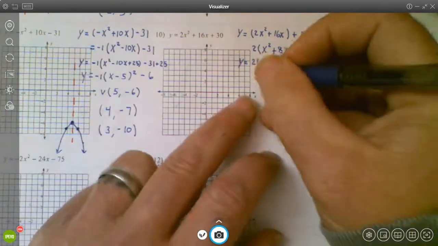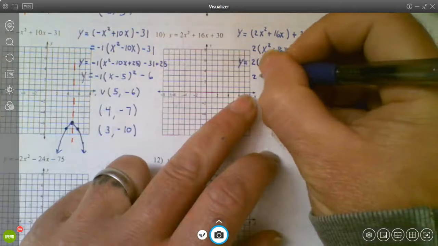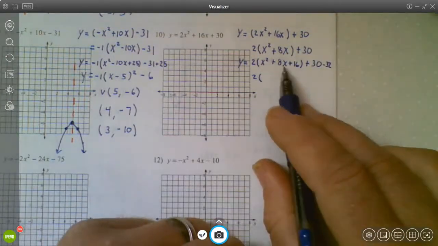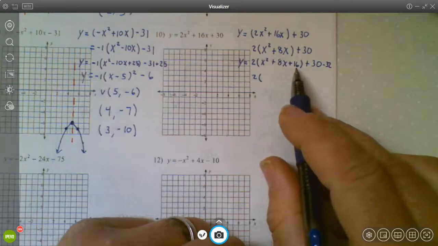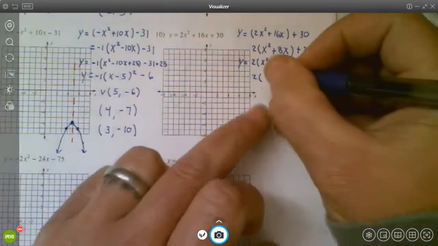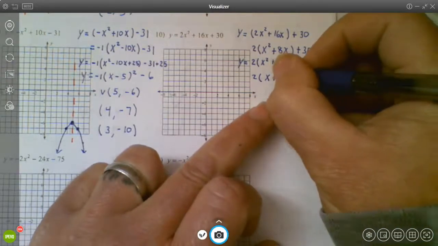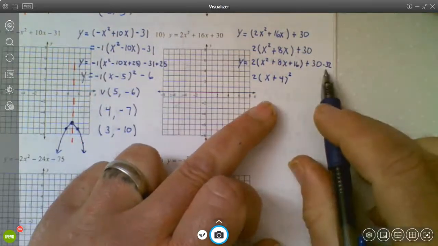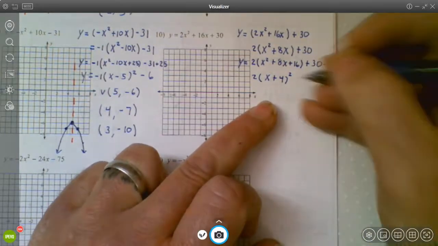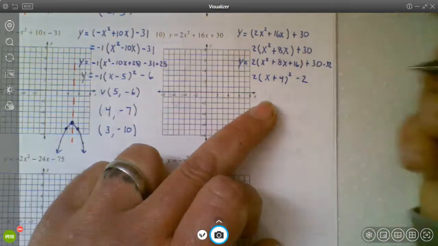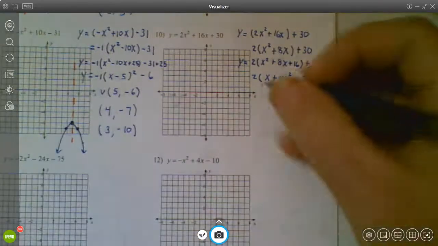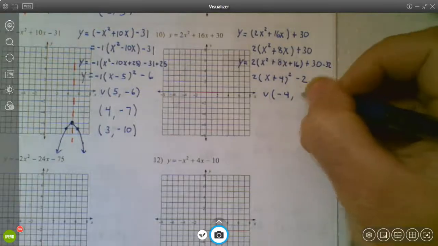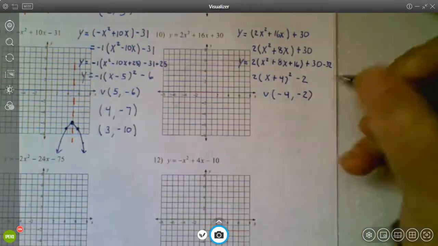All right, let's do some cleanup. This needs factored. Numbers that multiply to be 16 that add to be 8 would have to be positive 4, so this is x plus 4 squared. Those guys just come out to be negative 2. And we are in vertex form. We can see our vertex is negative 4, negative 2. Let's plot that.